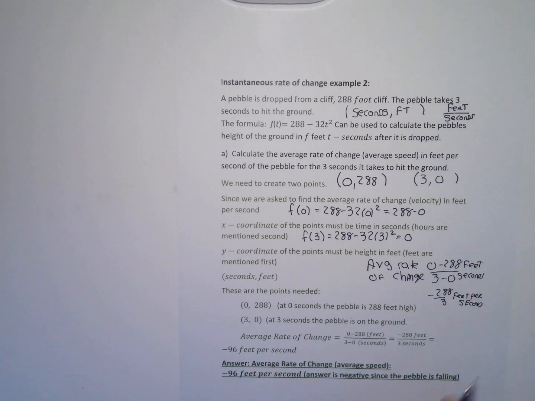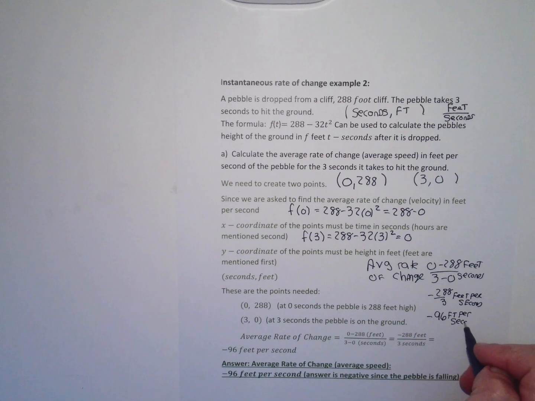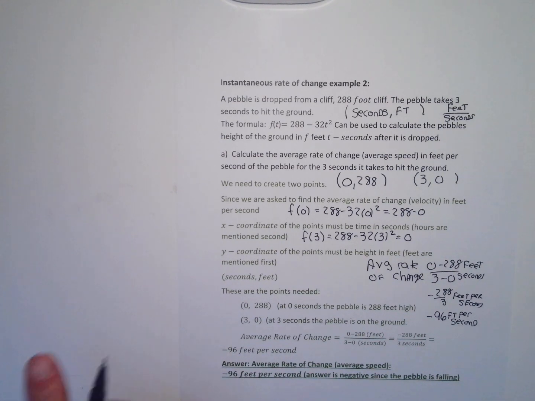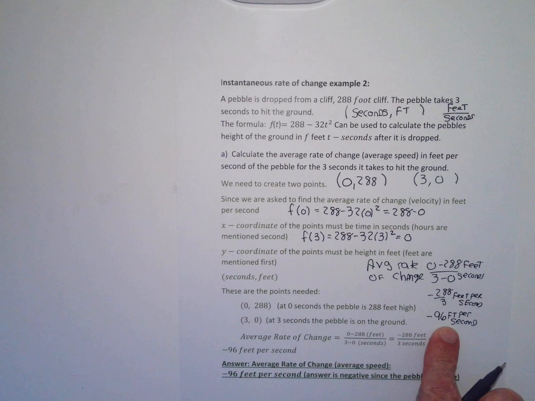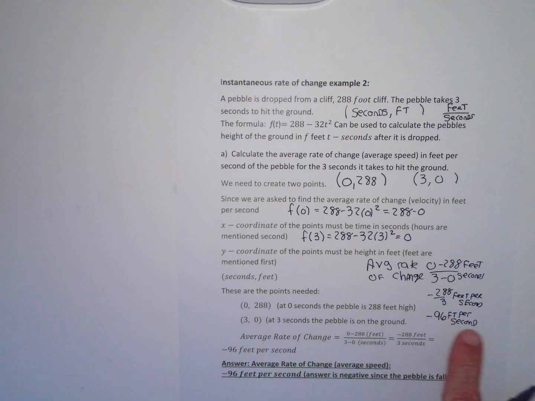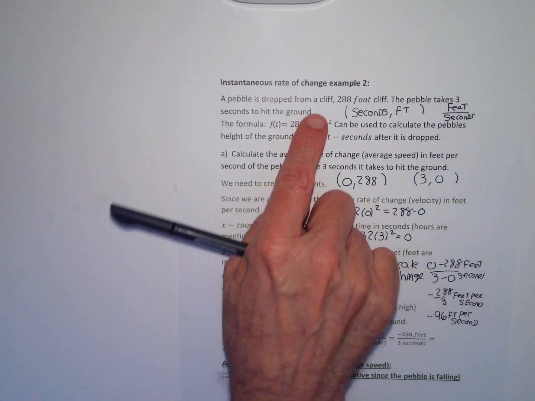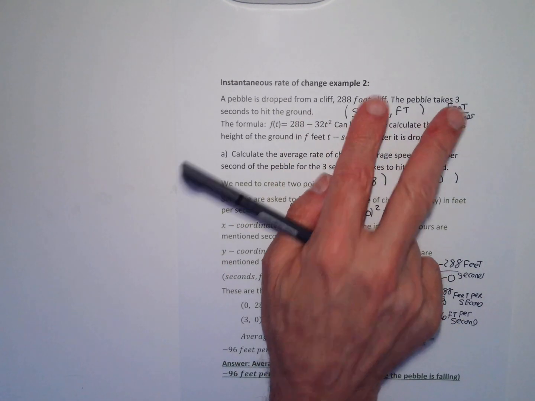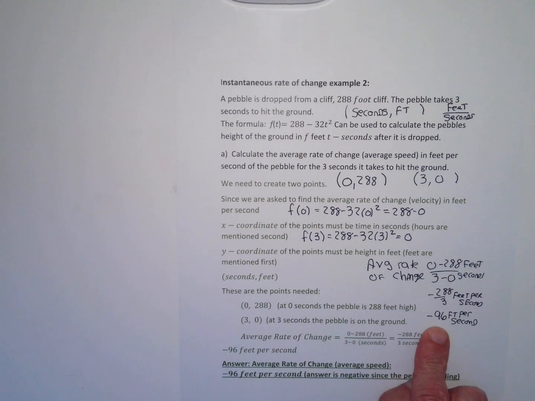And I did this on my calculator. And notice I get a negative sign here. Its average speed is negative 96 feet per second. The negative indicates that it's falling as opposed to rising. If I was doing a problem like shooting a rocket into the air, when the rocket is going up, its average speed and its instantaneous speed is going to be positive. When it's coming back down, its average speed and its instantaneous speed is going to be negative. So for the 3 seconds that it was falling, its average speed was negative 96 feet per second. Negative indicates that it's falling.